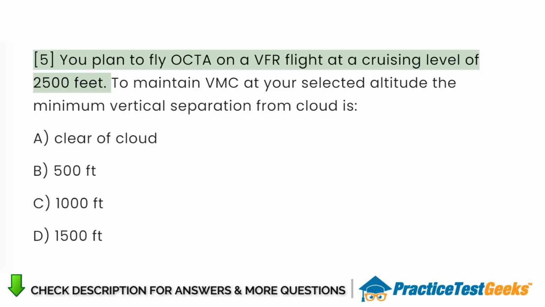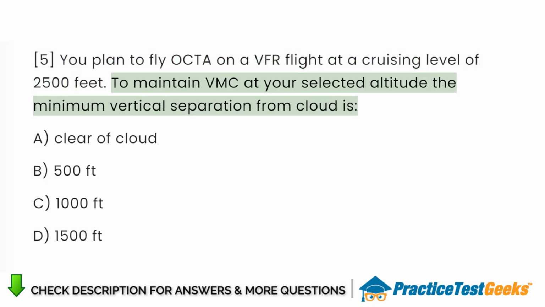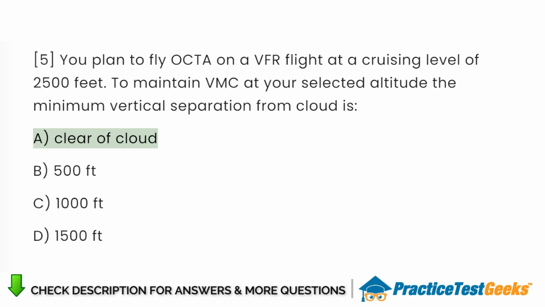You plan to fly OCTA on a VFR flight at a cruising level of 2,500 feet. To maintain VMC at your selected altitude, the minimum vertical separation from cloud is: A. Clear of cloud. B. 500 feet. C. 1,000 feet. D. 1,500 feet.